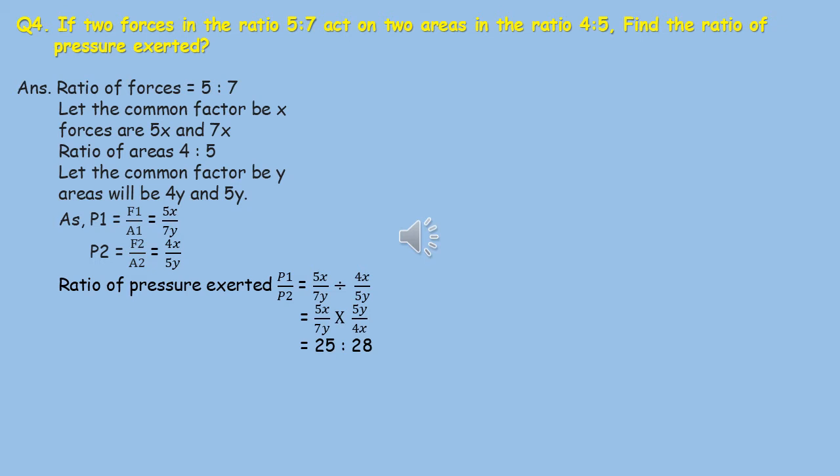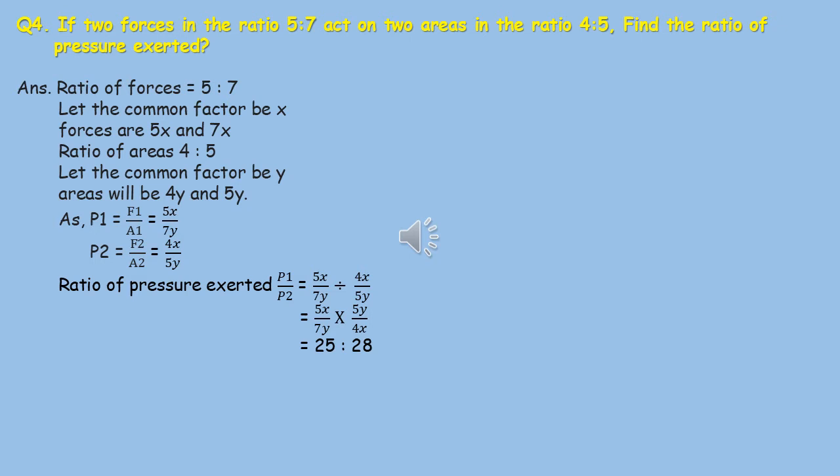We'll solve question number 4. If two forces in the ratio 5:7 act on two areas in the ratio 4:5, find the ratio of pressure exerted. So the ratio of forces or thrust is 5:7. Let the common factor be x. Forces are 5x and 7x. The ratio of areas is 4:5 and the common factor we are taking as y. So areas will be 4y and 5y.